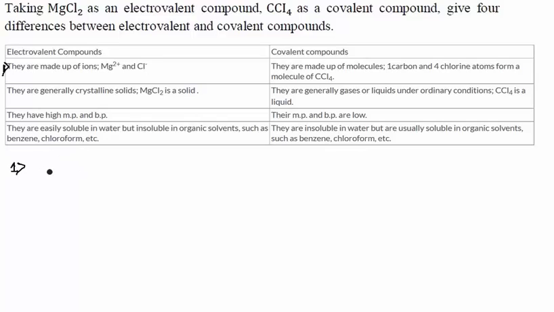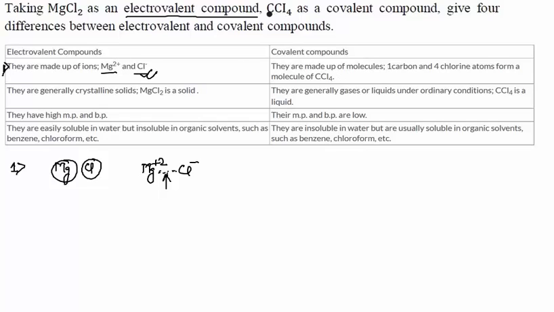That means what? In MgCl2, one is a metal and one is a non-metal. So one will lose an electron to form a cation, and the other will gain an electron to form an anion, and between that cation and anion there will be some kind of electrostatic force of attraction. That's why we call it an electrovalent compound, because the bond is an electrovalent bond, or ionic bond, you can say. So basically they are made up of ions. Here transfer of electrons is taking place, that's why ions are there.